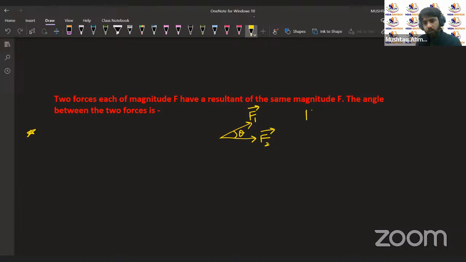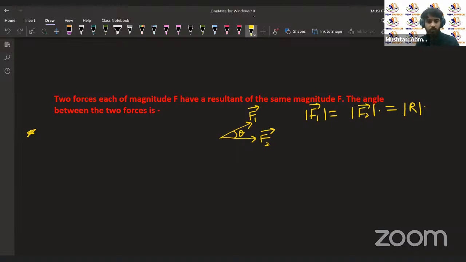It's given that the magnitude of both these vectors, f1 is equal to f2, means modulus of f1 will be equal to modulus of f2. And it's also given that the resultant of these two vectors also comes out to be equal to f1 and f2. The magnitude of the resultant also comes out to be equal to the magnitude of each of these two vectors f1 and f2. We have to find the angle theta. What should be the angle theta so that this is possible, that the resultant as well as the two vectors have the same magnitude?